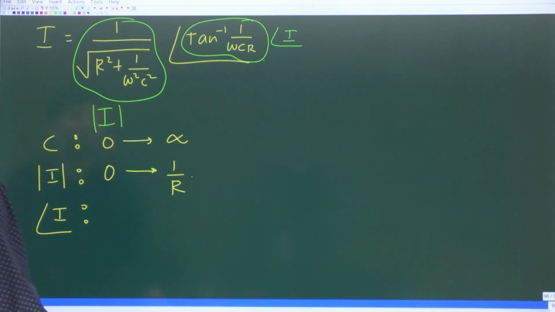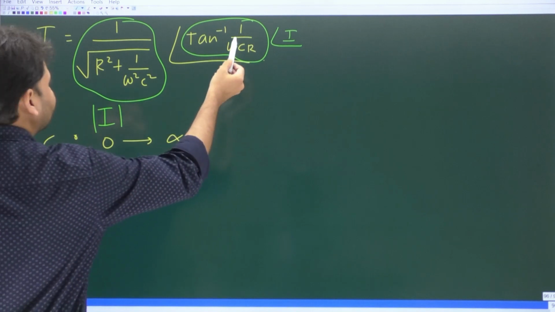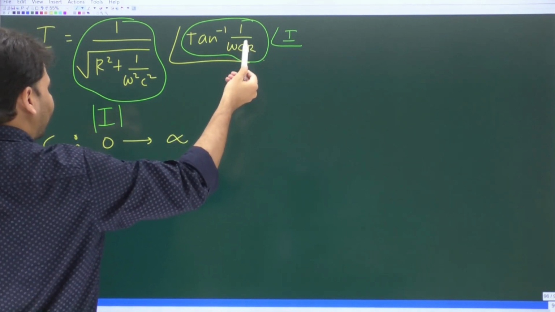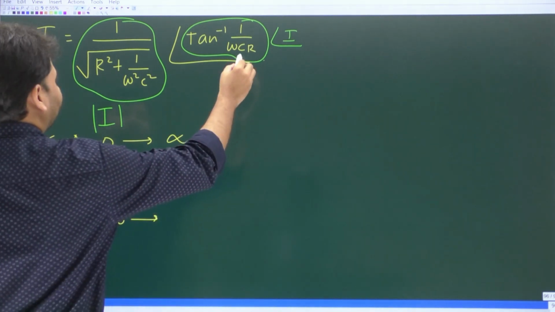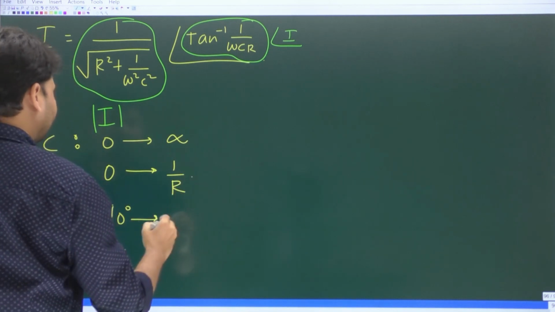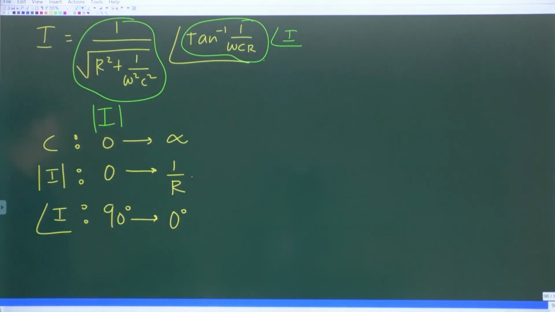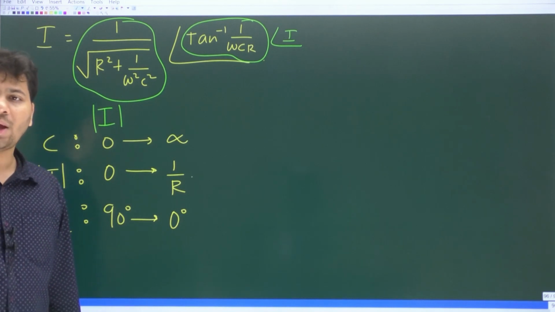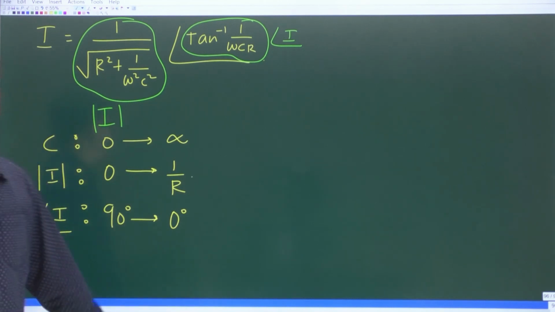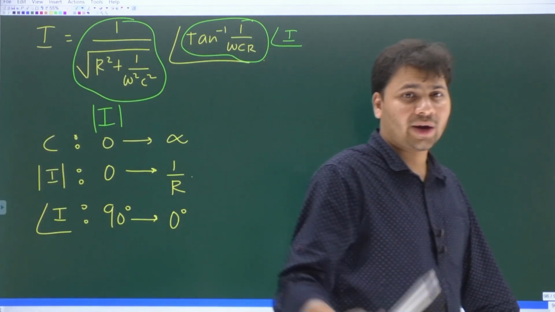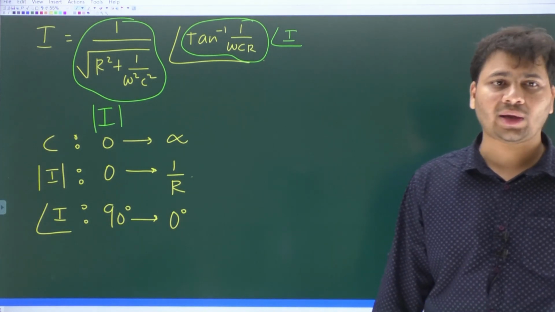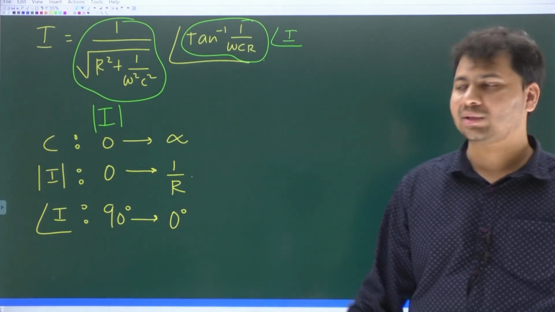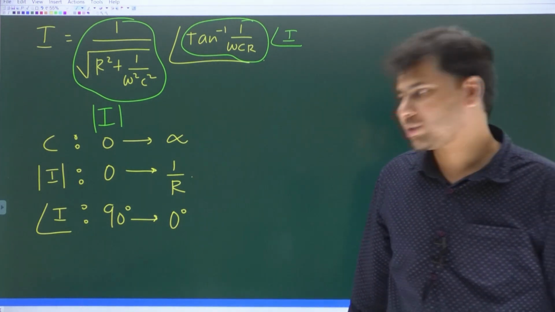What about the angle of the phasor? Angle of the phasor is tan inverse 1 by omega CR. Again, initially C is 0. With C at 0, 1 by omega CR will be infinity. Tan inverse plus infinity is 90 degrees. And then as C tends to infinity, 1 by infinity is 0. Tan inverse 0 is also 0 degrees. So look at the variation of the angle of the phasor current I. It varies from 90 degrees to 0 degrees. 90 degrees, or plus 90 degrees, means the phasor would lie along the positive imaginary axis. 0 degrees again is the positive real axis. So is it not going to rotate in the first quadrant?